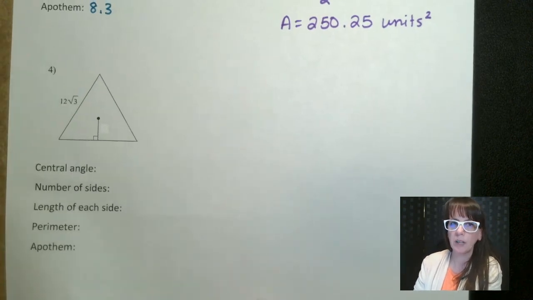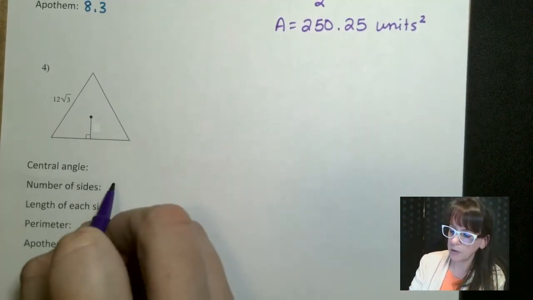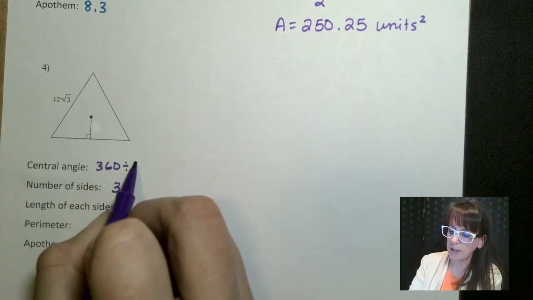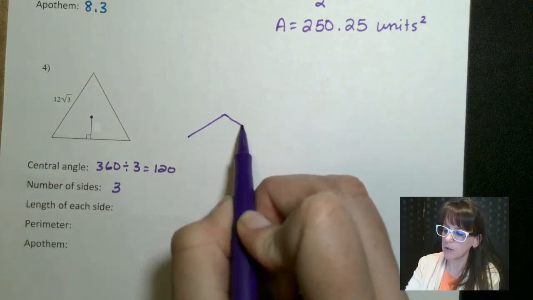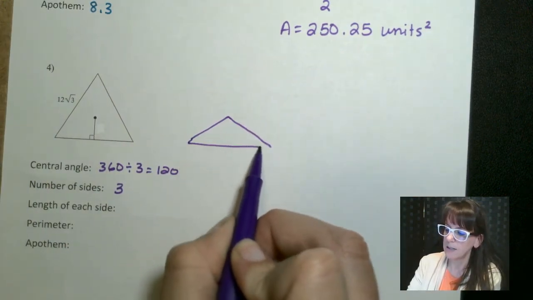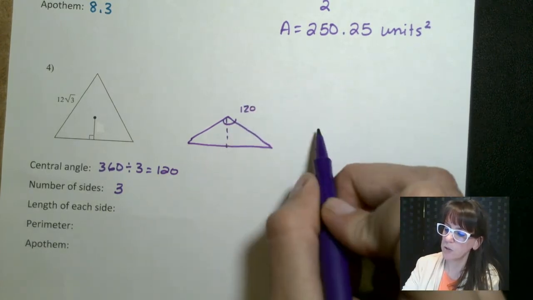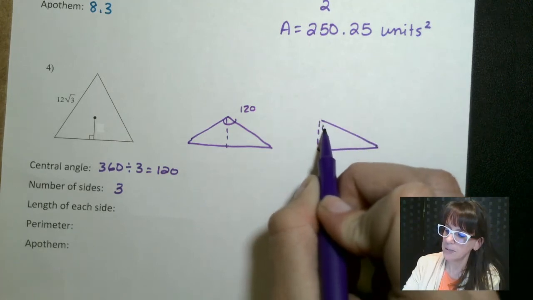All right, one more. We've got a triangle here. So let's take a look at this one. The number of sides is 3, and so our central angle is 360 divided by 3, which gives us 120. So when we draw out our triangle like this, this is going to be 120. When we draw out half of the triangle, this guy is going to be 60.